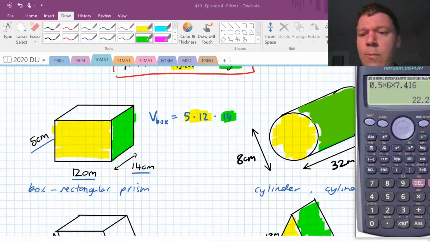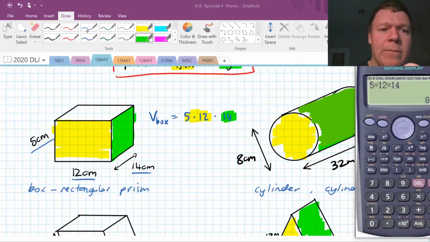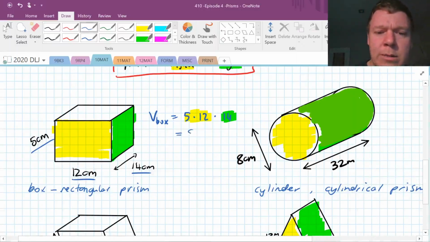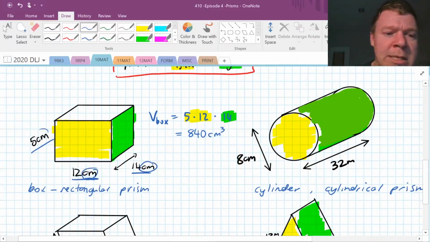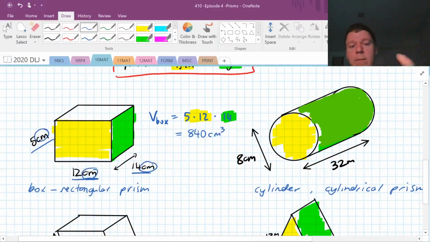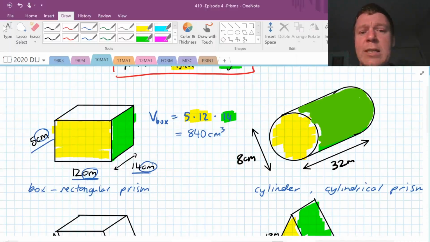So let's put that into a calculator. 5 times 12 times 14, 840. It's simple, 840. Now units, I should have done centimeters cubed, because we've multiplied centimeters by centimeters by centimeters. With centimeters multiplied together 3 times, you get centimeters cubed.